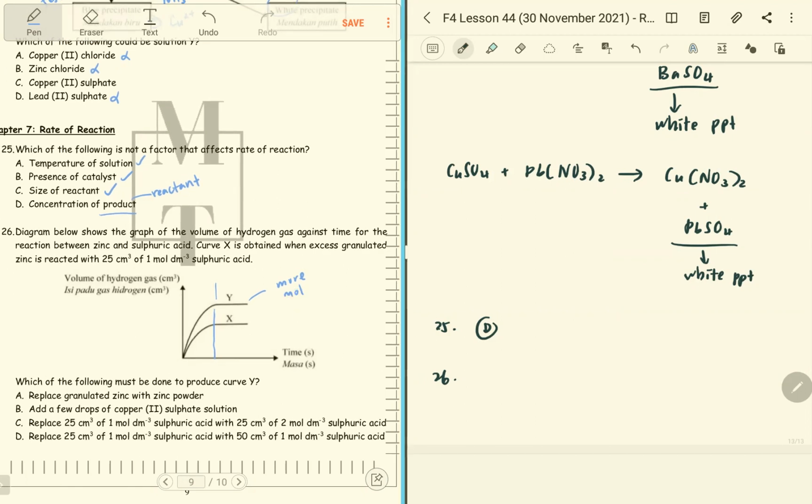Okay, so here, if we see A, replace granulated zinc with zinc powder, I won't get a higher tail. So no, you will get a higher rate of reaction, but you won't get a higher tail.